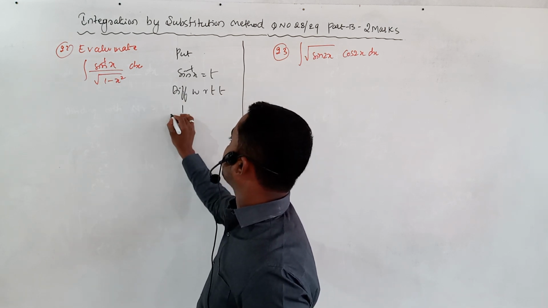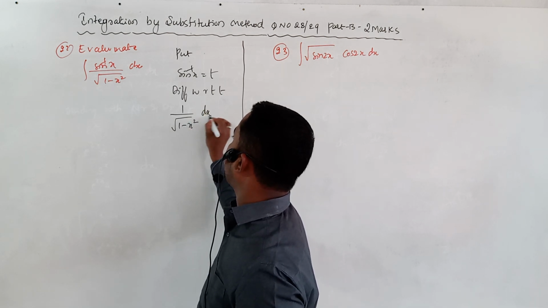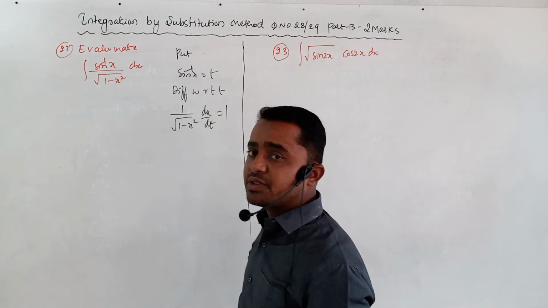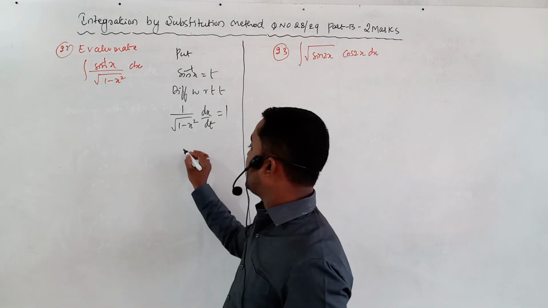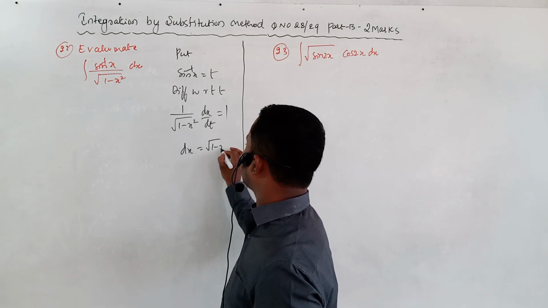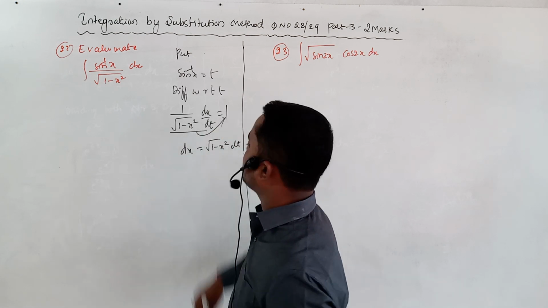Derivative of sine inverse x is 1 by root of 1 minus x square, so dx by dt. Derivative of t is what? 1. Now solve for dx. dx is equal to root of 1 minus x square into dt. This term comes to the what here? Into 1. Yes.